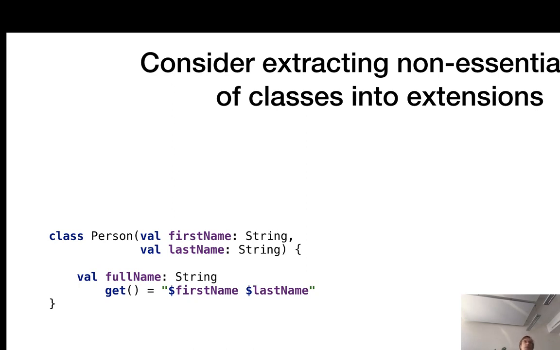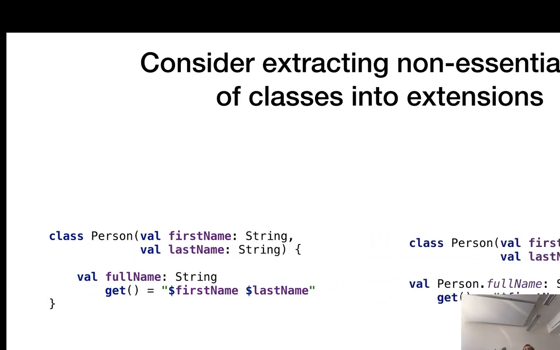So imagine that you have an open class which has 50 methods. 20 of them are meant to be overridden in subclasses, and another 30 are just utility methods that you want the users of this class to have access to, but they don't actually need to be overridden in subclasses. And what you should consider doing in this case is just converting all these non-essential things into extensions.